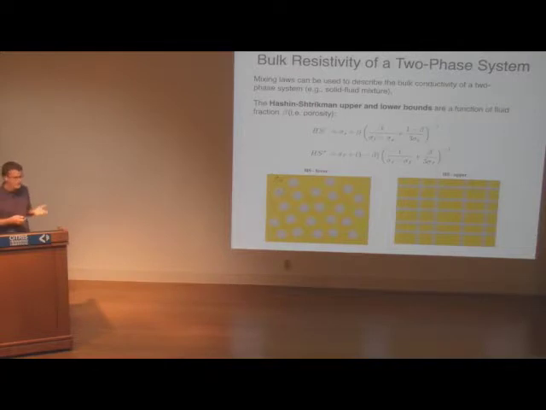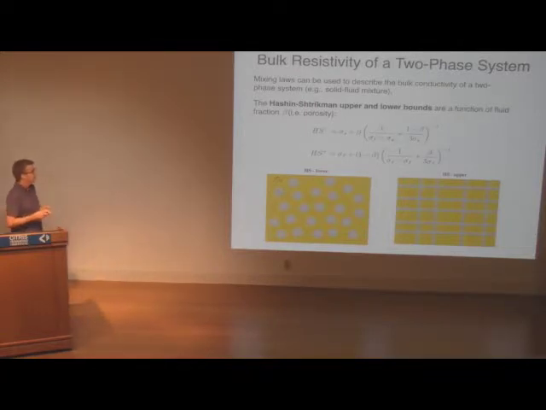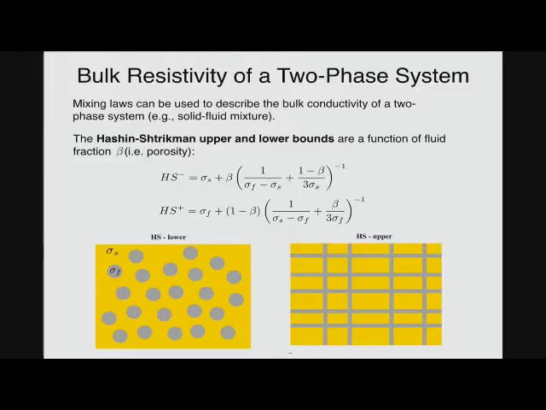There are models for 2-phase or 3-phase systems to predict what the bulk conductivity would be, and so we can use various mixing laws. The Hashin-Shtrikman bounds are nice because there are seismic equivalents to these. They're basically theoretical bounds for a 2-phase system where you have a solid conductivity and a fluid conductivity, and then a porosity beta. There are various percentages of the fluid phase: if beta is 0, there's no fluid. If beta is 1, then it's 100% fluid.